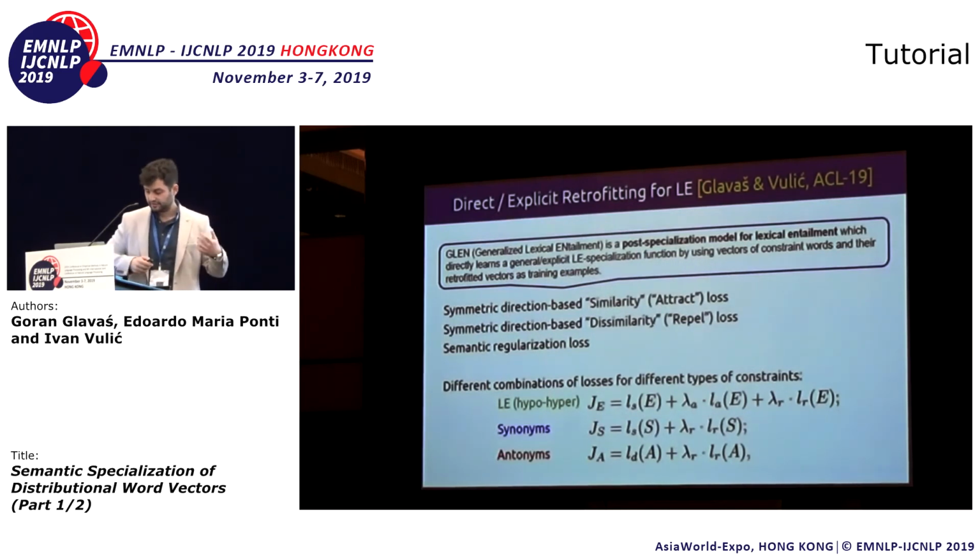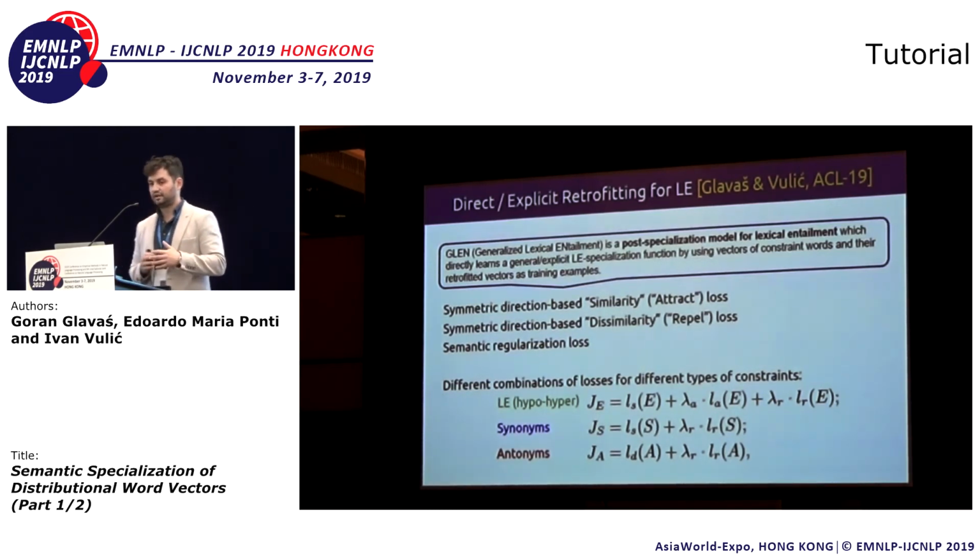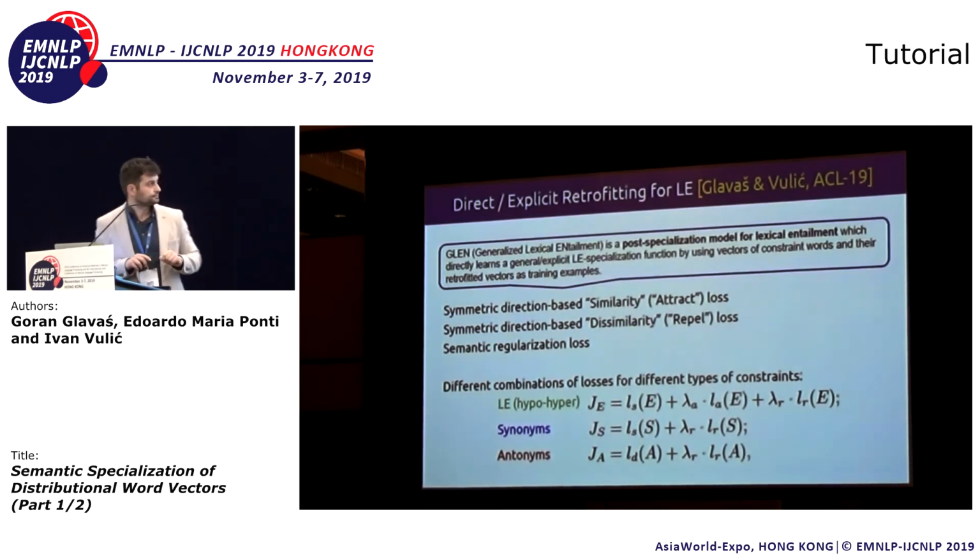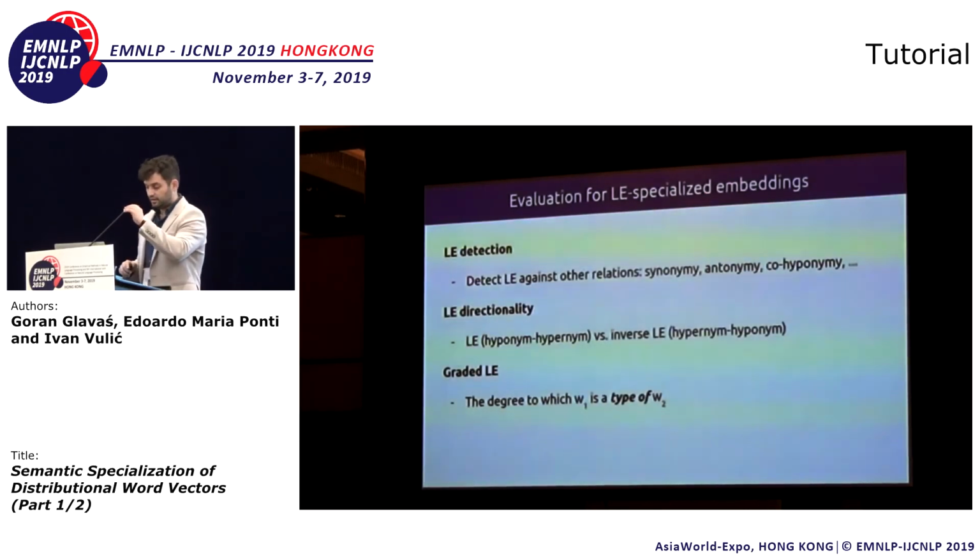And then for different kinds of constraints, we have different combinations of loss functions. For lexical entailment, we have attract constraints and these asymmetric constraints. For synonyms, we just have the attract constraints, and for antonyms, we have repel or push apart constraints. Okay, these were again just a repetition of the main retrofitting paradigms and then post-specialization and explicit specialization paradigms, but for the asymmetric relation of lexical entailment.